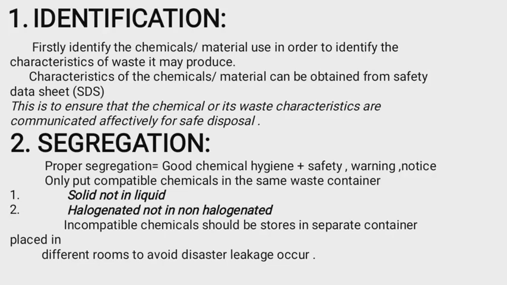And the second step of the waste management process is the segregation. Proper segregation equals good chemical hygiene plus safety warnings and notices. We do not mix solids into liquids, halogenated compounds into non-halogenated compounds, and organic compounds into non-organic compounds. Incompatible chemicals should be stored in separate containers placed in different rooms to avoid disastrous leakage.